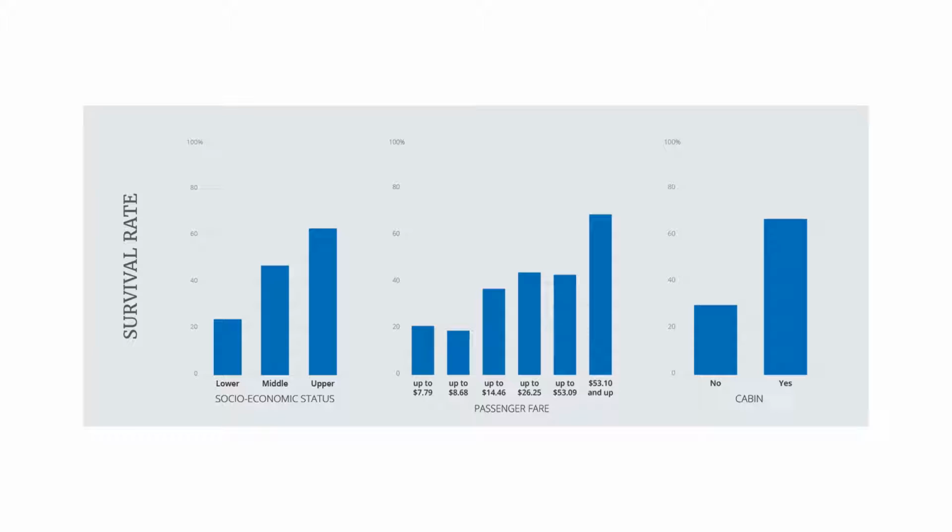In the first bar graph, we find that the lower class, which means people with less wealth, had a low rate of survival, while the upper class had a high rate of survival.